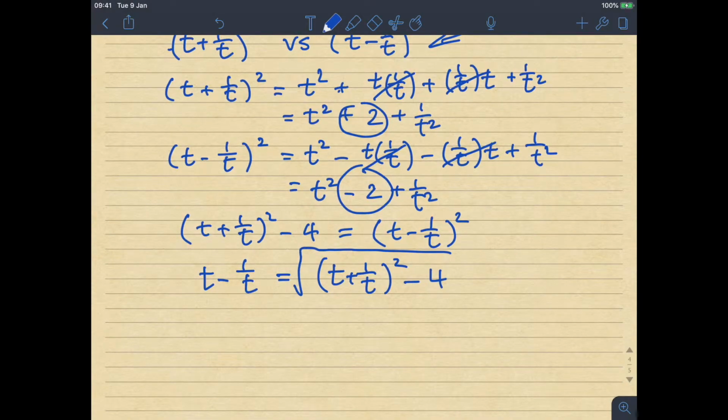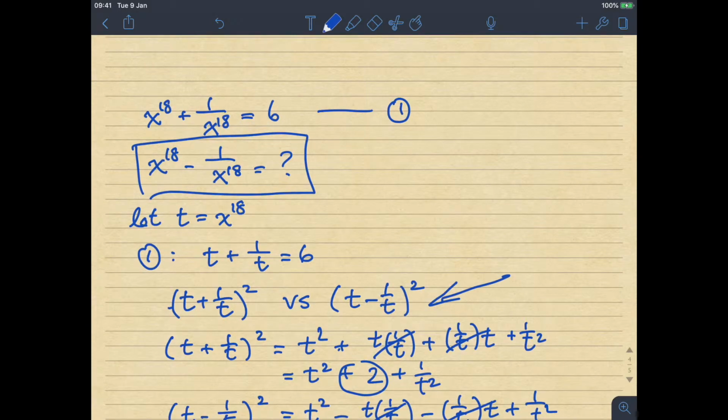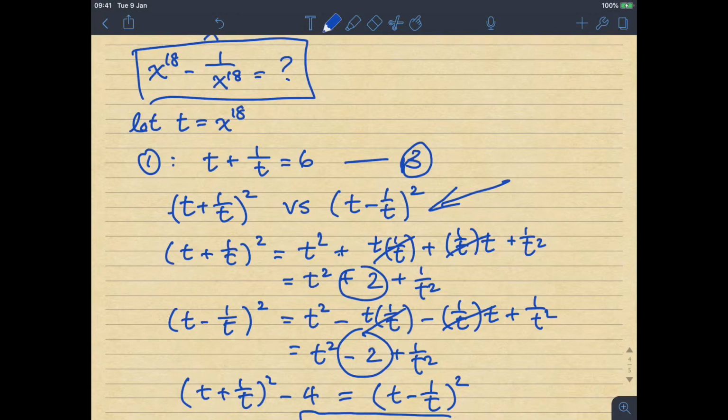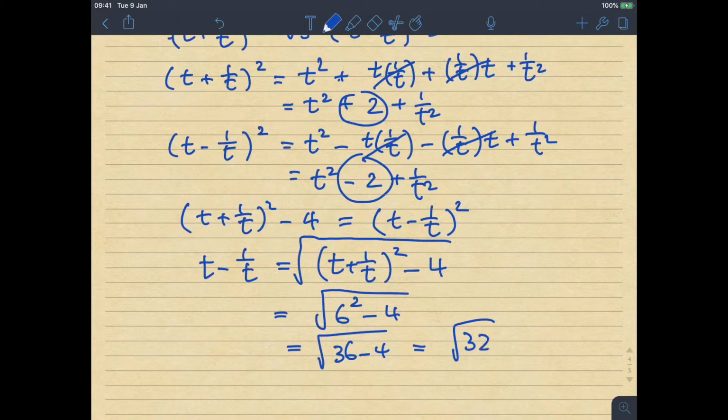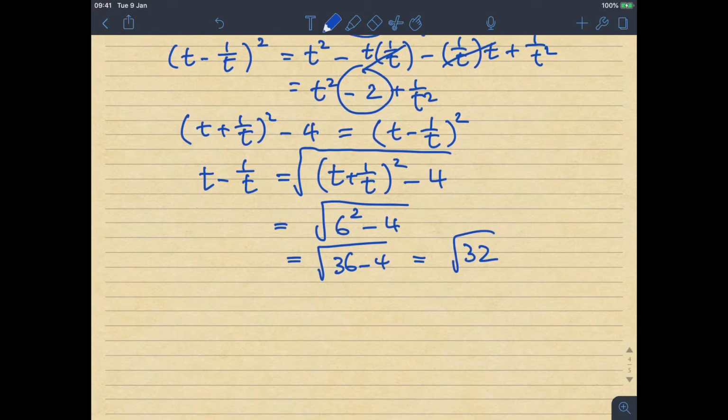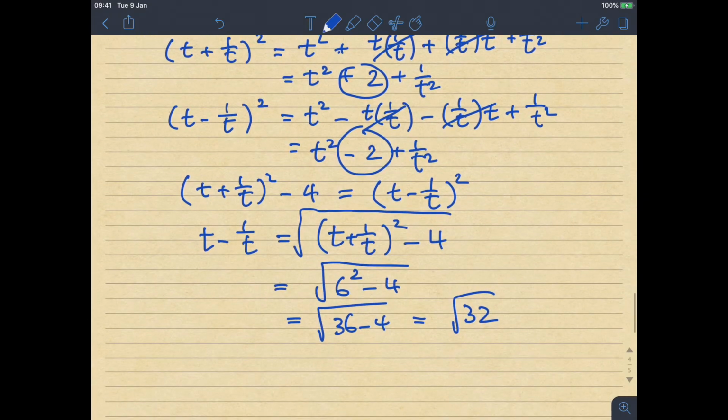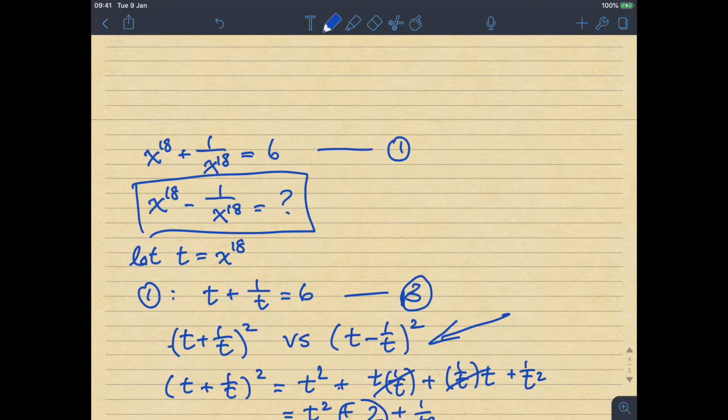Okay, so if you substitute t plus 1 over t, which is equation 3, is equal to 6, so it's equal to the square root of 6 squared minus 4, which is equal to the square root of 36 minus 4, which is equal to the square root of 32. Okay, so which means that x to the power of 18 minus 1 over x to the power of 18 is actually the square root of 32.